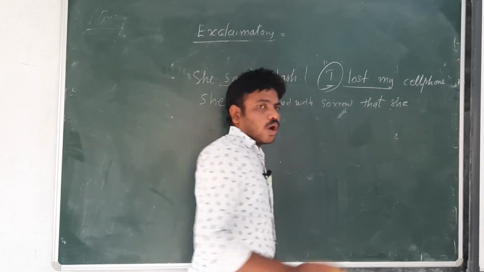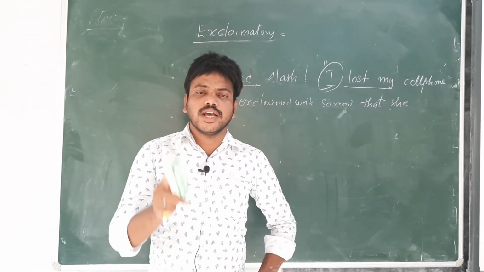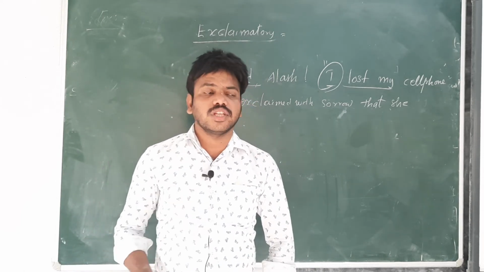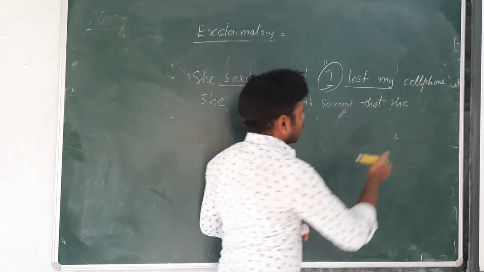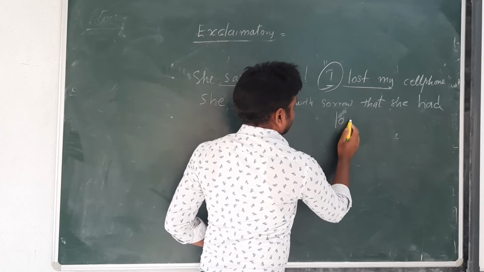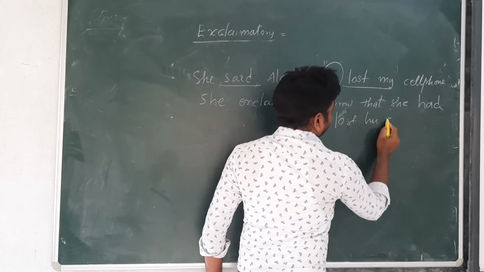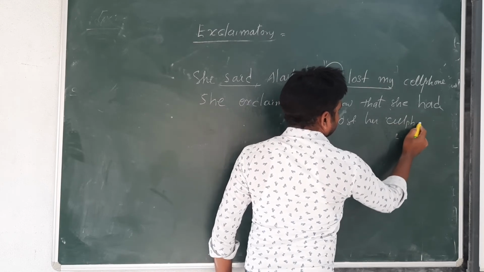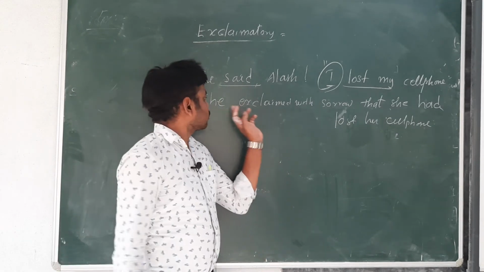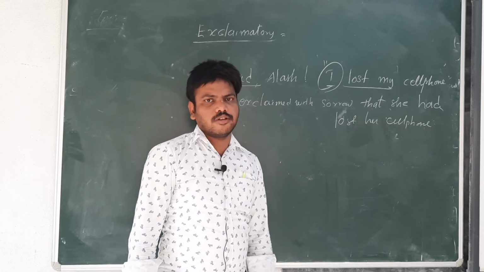So, she. What is the past perfect tense structure? Subject plus had plus V3 form. So, with sorrow that she had lost her cell phone. This is the answer. She exclaimed with sorrow that she had lost her cell phone.